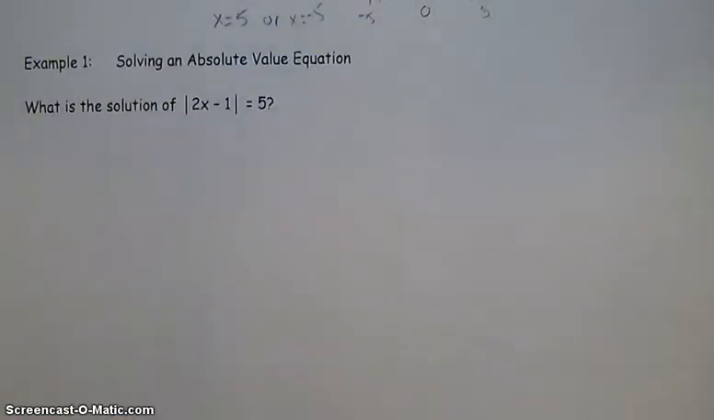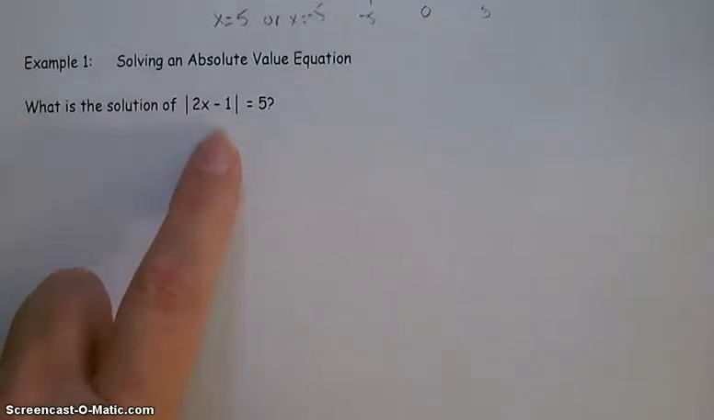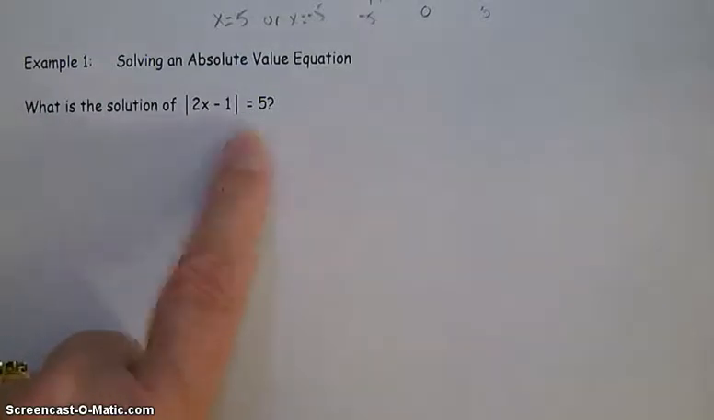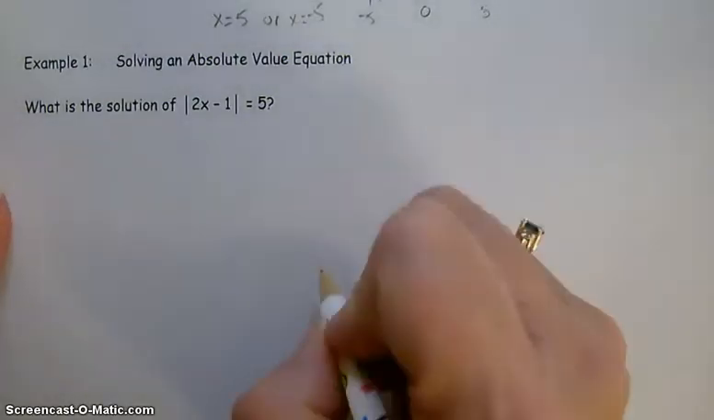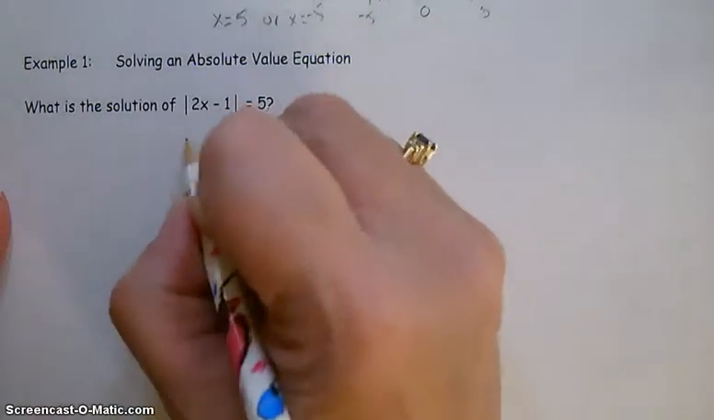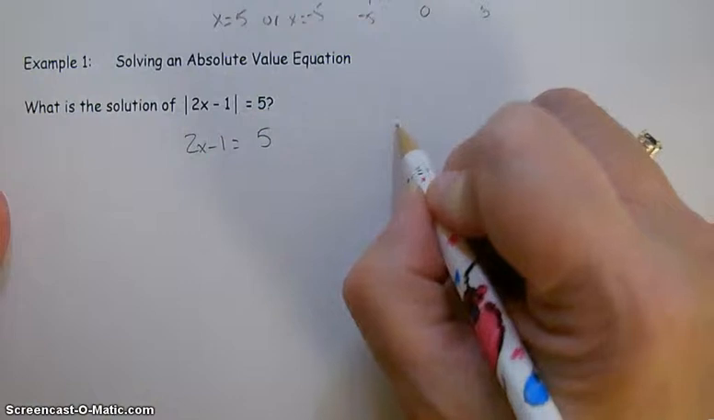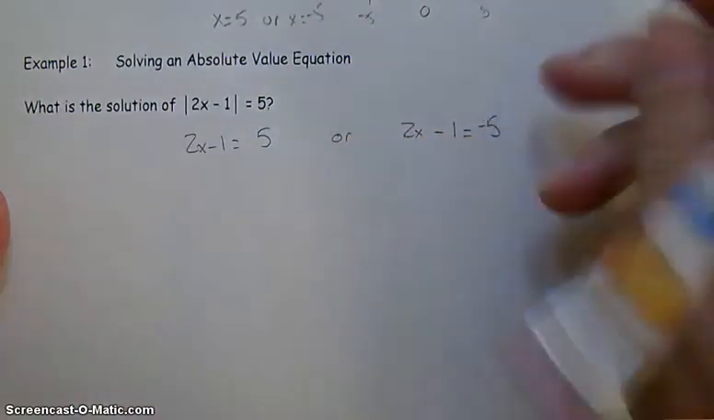Okay, so we're going to look at our first example of solving an absolute value equation. What is the solution of the absolute value of the quantity 2x minus 1 equals 5? Keep in mind, I'm looking for some value that's 5 units away from 0. Remember that we have to look at the positive side and the negative side, so we have to look at two things. First, you set up the two equations: 2x minus 1 equals positive 5, and 2x minus 1 equals negative 5.